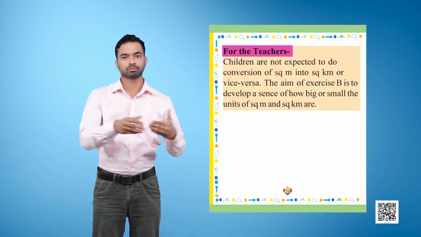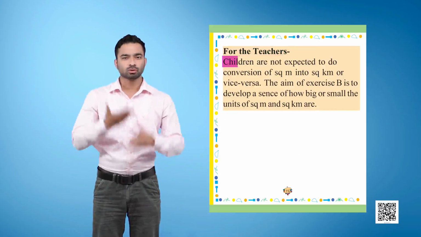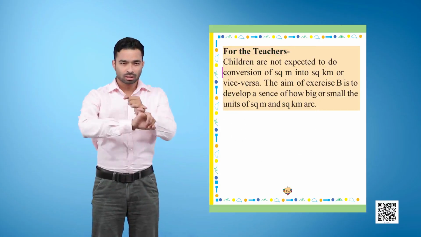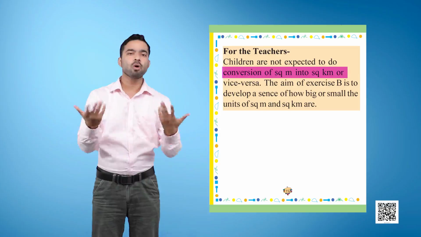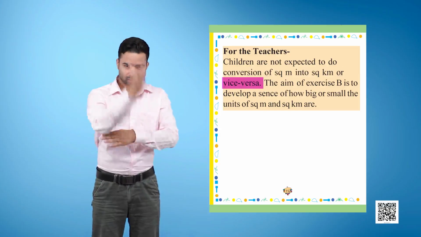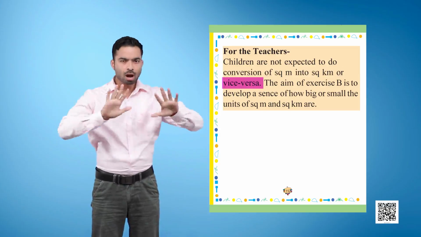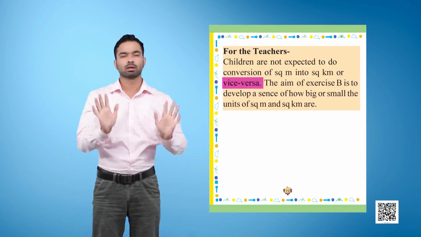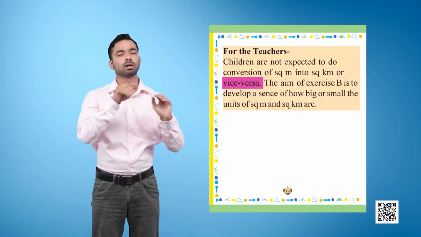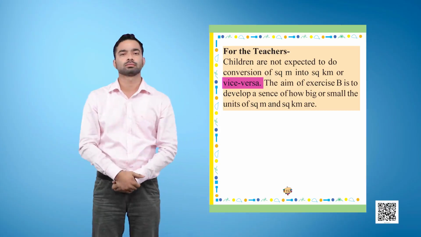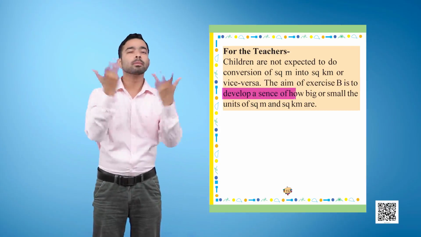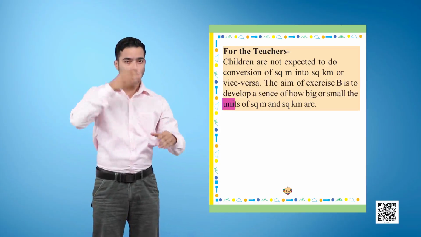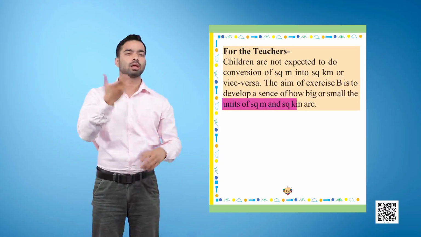For the teacher, children are not expected to do conversion of square meters into square kilometers or vice versa. The aim of exercise B is to develop a sense of how big or small the units of square meters and square kilometers are.